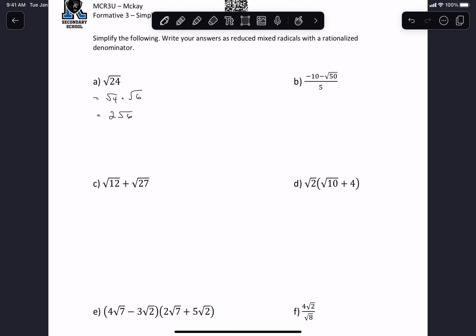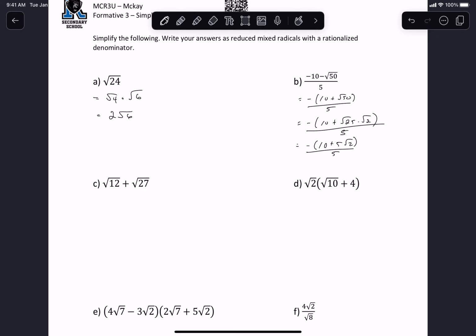Okay, the next one, we're going to simplify root 50. And what I see here also, I'm just going to remove a negative. It's going to be negative 10 plus root 50 over 5, and then I'm going to see plus root 25 times root 2 over 5. Okay, we're going to see negative 10 plus 5 root 2 over 5.